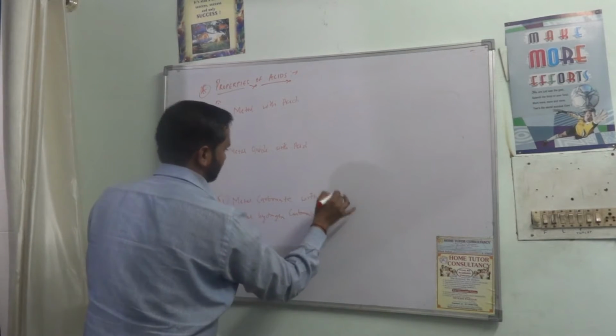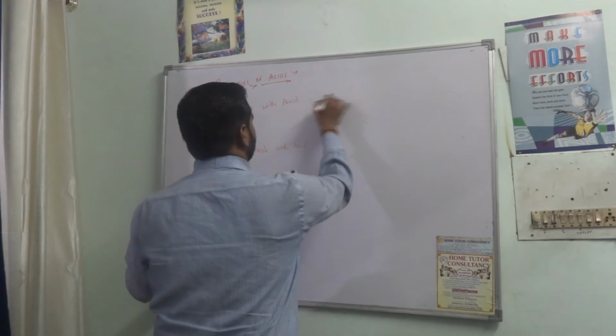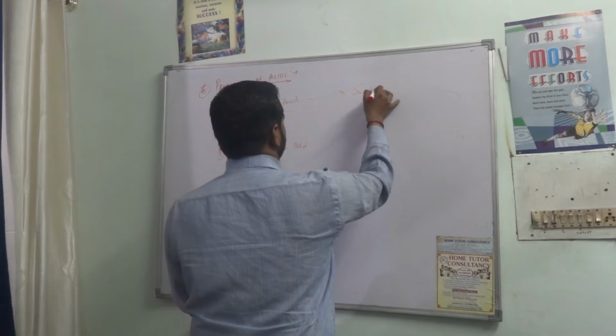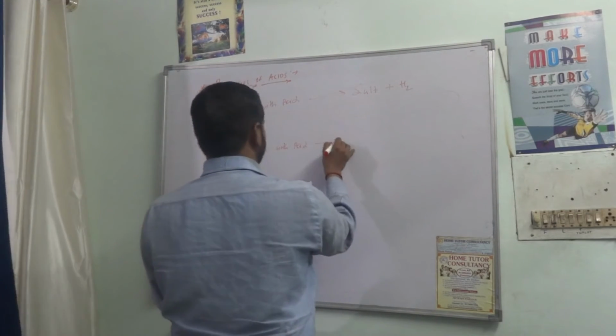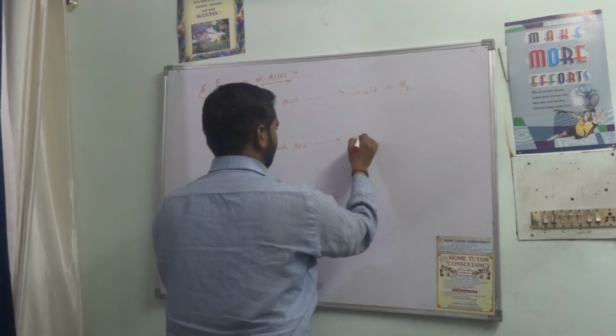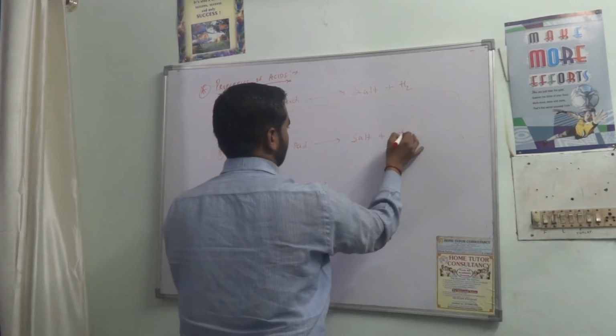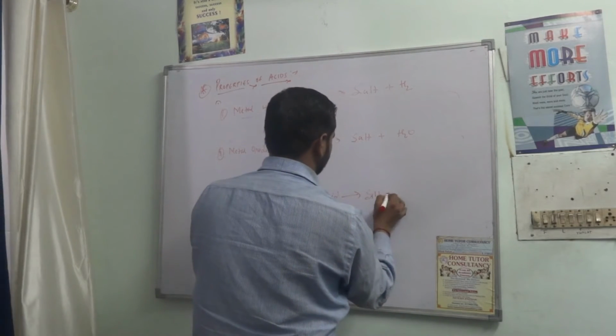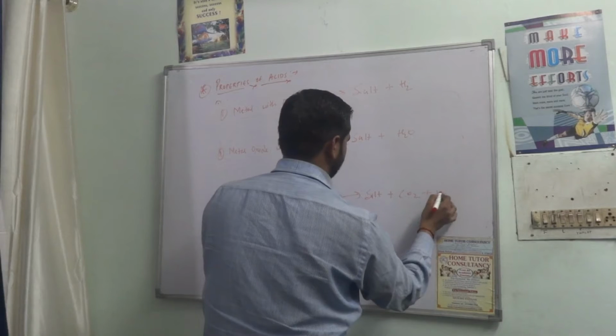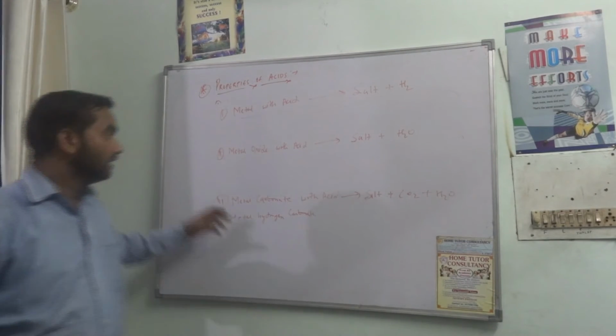When metal reacts with acid, it produces salt with hydrogen gas. When metal oxide reacts with acid, it produces salt with water. When metal carbonate reacts with acid, it produces salt with carbon dioxide and water as a byproduct.